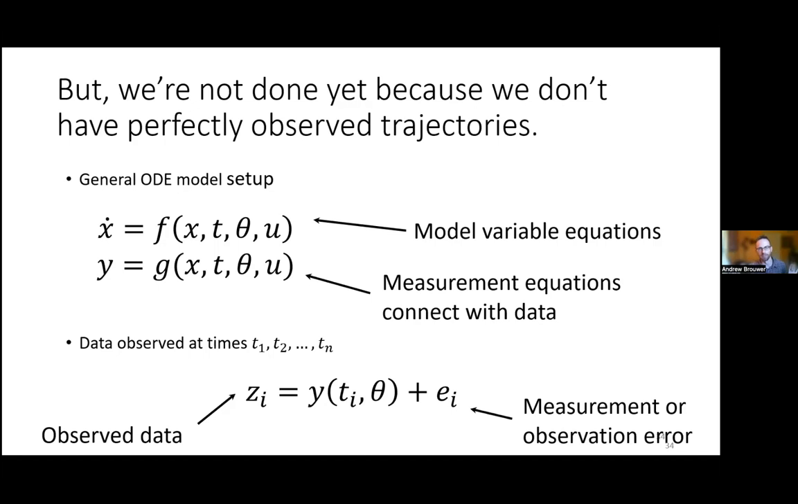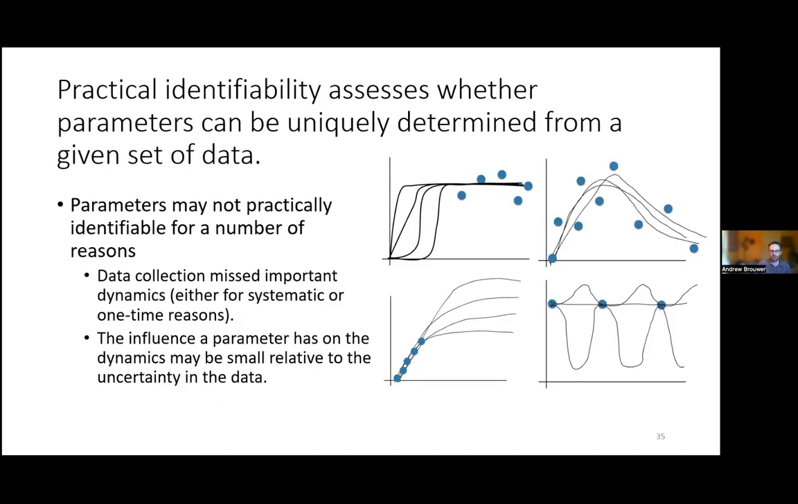However, we're not done yet because we do not have perfectly observed trajectories. And so now we need to take a little bit more of a statistical perspective, acknowledging that we have real data. The observed data here, we'll call them Z_i, as being based on the Y's, which are the parts of the model that connect to the data, plus some measurement or observation error. And so practical identifiability is a question of whether the parameters can be uniquely determined from a given set of data. We've already said structurally that they can if we perfectly observe the trajectory, but we don't perfectly observe the trajectory.